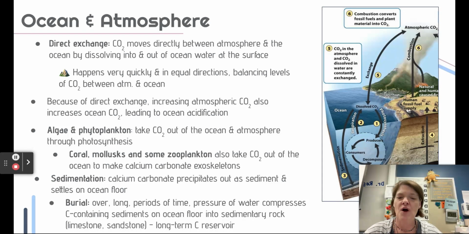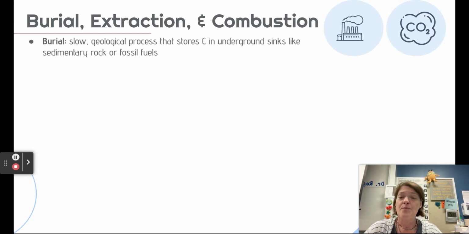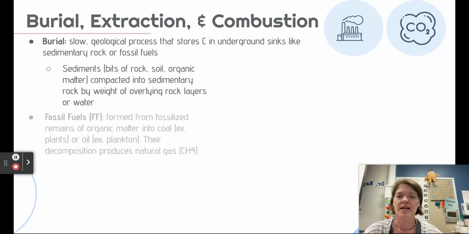And then burial over long periods of time. The pressure of the water compresses that sediment at the bottom of the ocean, and it creates something called sedimentary rock. Examples of sedimentary rock include limestone and sandstone. This is a long-term carbon reservoir, but the ocean can only take so much carbon out of the atmosphere. All right, so burial is a very slow geologic process that stores carbon in underground sinks like sedimentary rock or fossil fuels. These sediments get compacted by pressure, and the rock just keeps building up with layers and layers and layers.